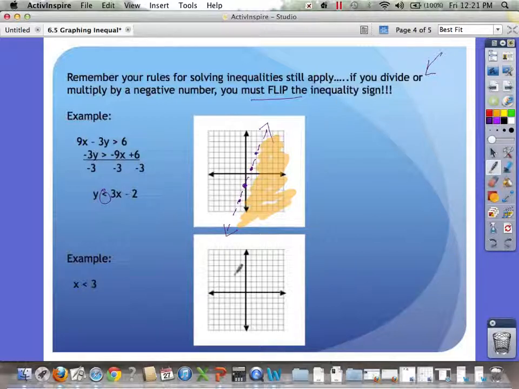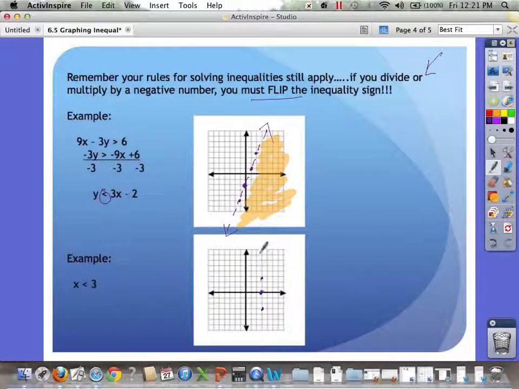The next one says x is less than 3. You'll notice it has an x, no y, so it's a dot on the x at 3. And this is going to be a vertical line, so you can put a dot anywhere else you want to on that vertical line.